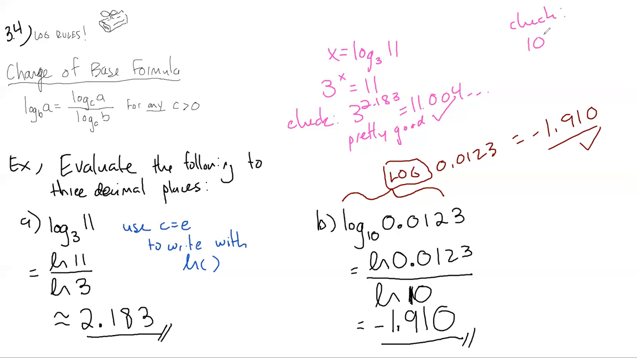Or I can do another check. 10 to the power of negative 1.910 is 0.0123, and there's like a 2 and then some other decimals after that. So it's looking pretty good. This formula seems to work.